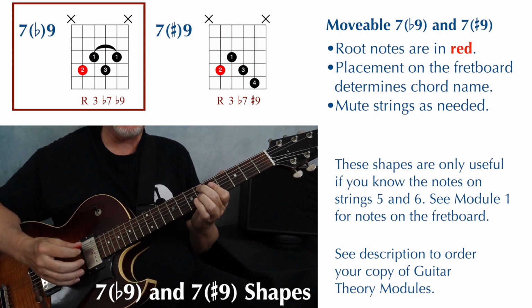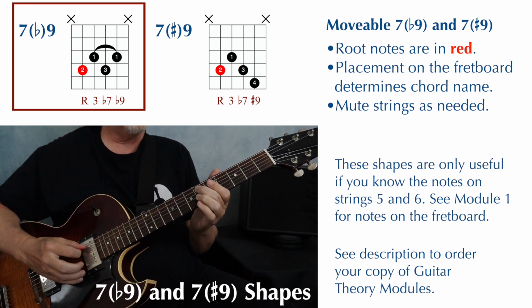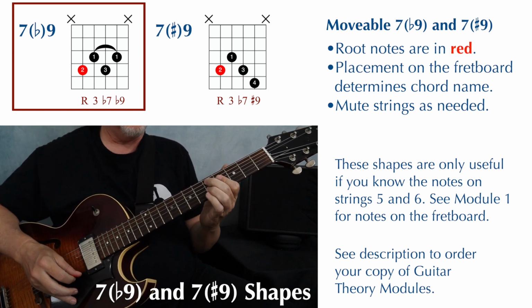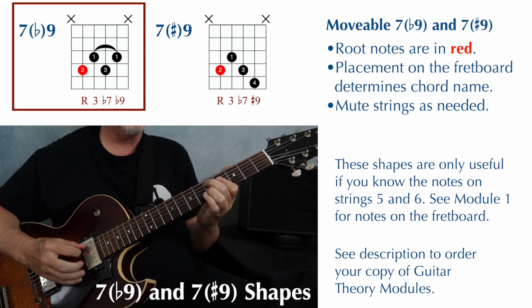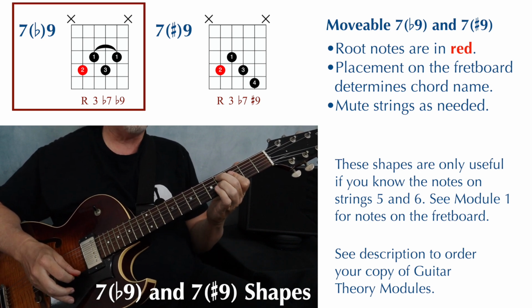This is a movable chord shape because there are no open strings. This happens to be an E flat 7 flat 9 that I'm playing because I'm placing the root of the shape on the E flat, string 5, fret 6. If I were to move it down a fret, now my root is on the D at the 5th fret, so now it's a D7 flat 9. And if I move another fret down, now I have a D flat or C sharp 7 flat 9.